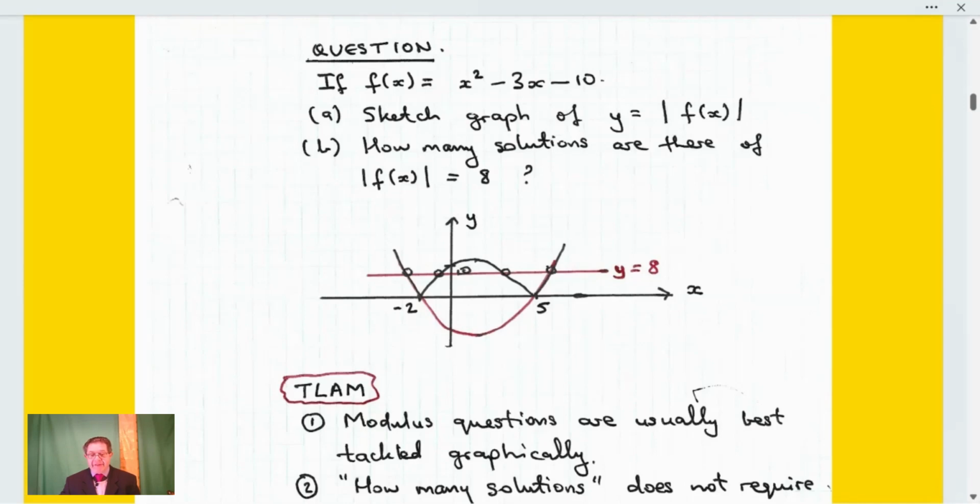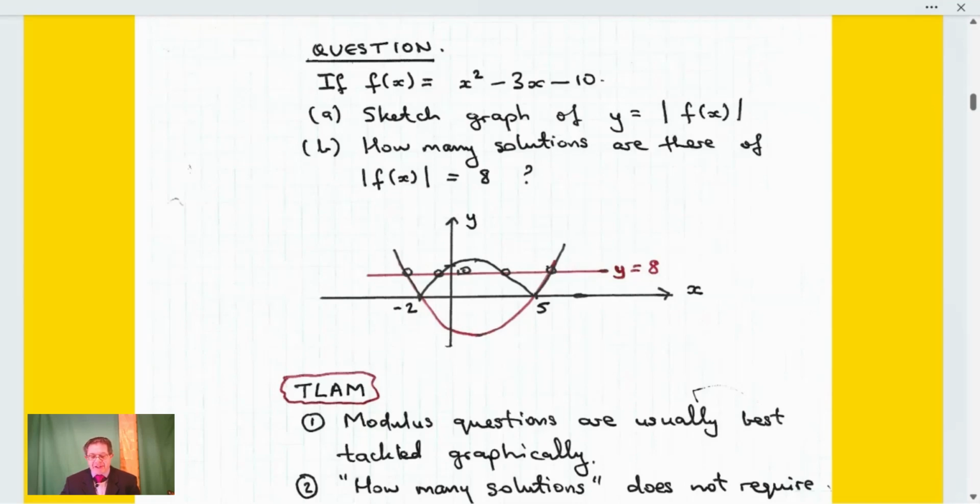How many solutions are there of modulus of f of x equals 8? Drawing the line across at y equals 8, we see there are 4 solutions. The only thing we need to be sure of is that the turning point in the middle is going to be higher than 8. And given the intercept is at 10, it clearly will be. We don't need to know where the turning point is, just that it is greater than 8.